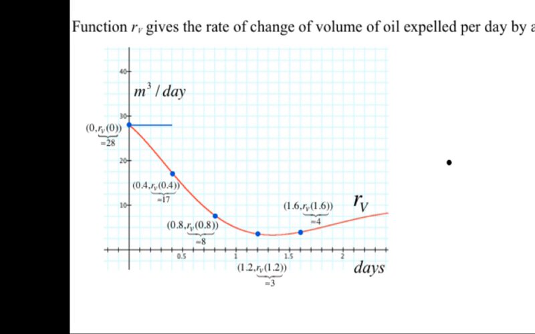Okay, and then what did we do? We said in each of these intervals, we're going to take it as a constant rate determined by the rate at the left side. We did that last time, is that right? Okay, and did we call this function r?